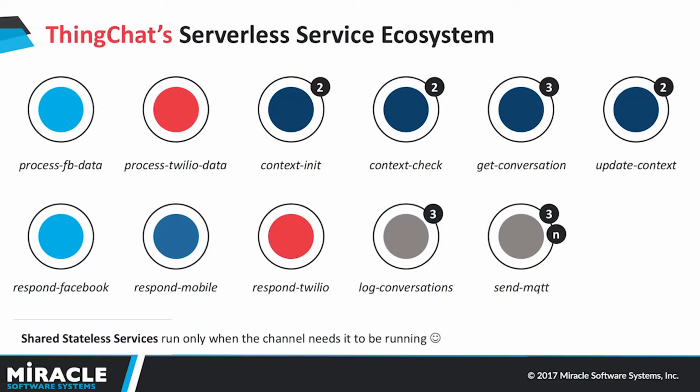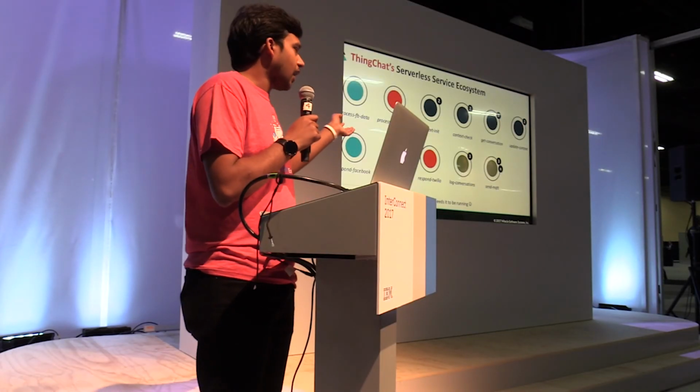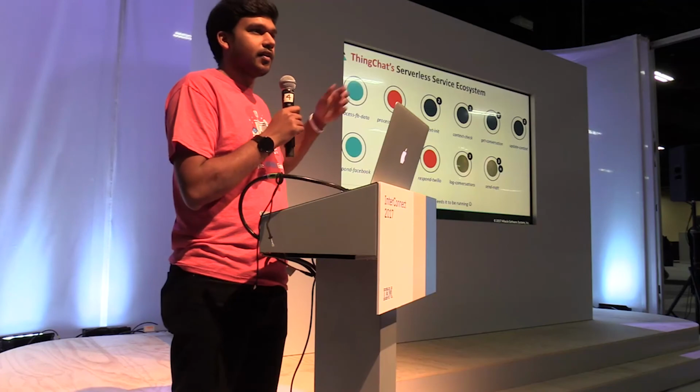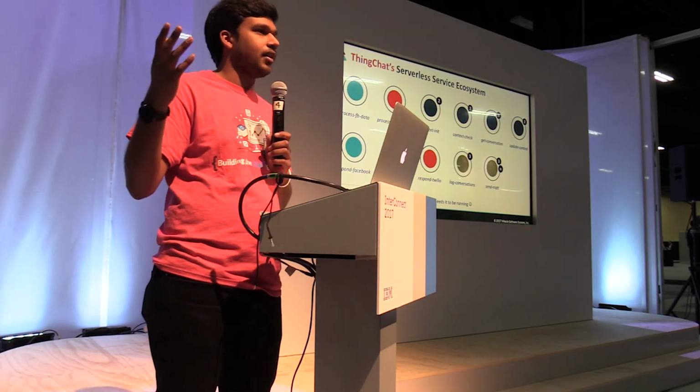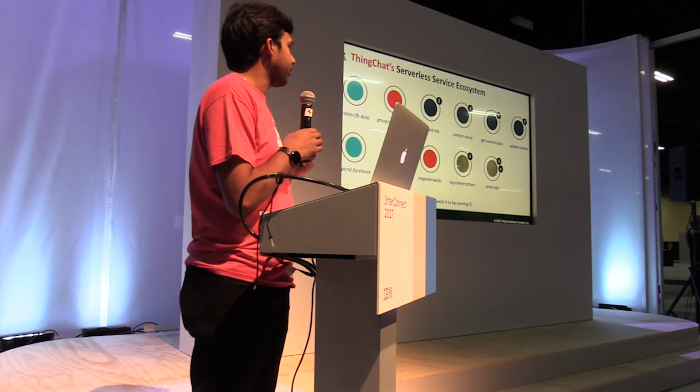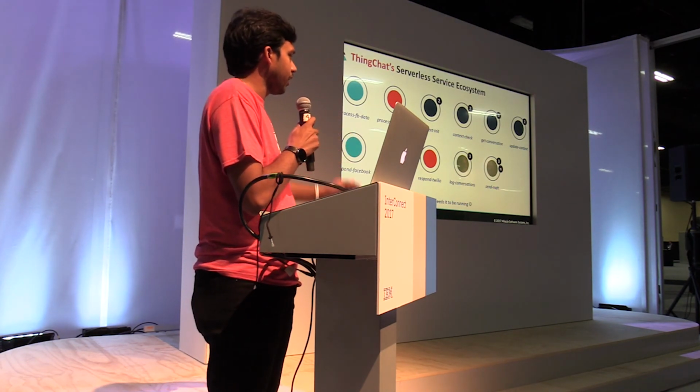The one which says log conversations and send MQTT at the bottom is for an IoT use case, actually. And the reason why we say N is because the way the chatbot is built, only some instances have to send messages over MQTT to our IoT devices. So that's why it says N over there.